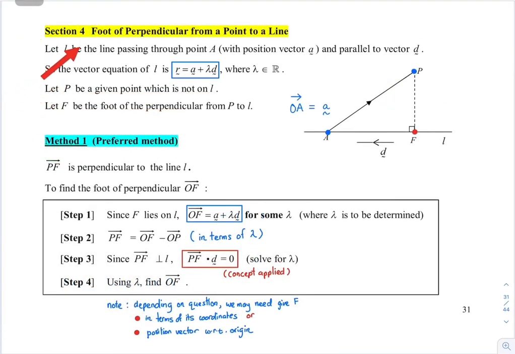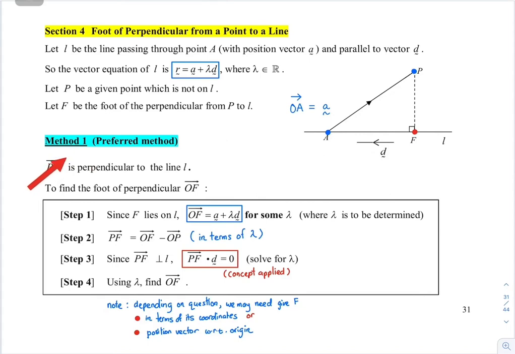Now in section 4 we are going to look at how to find the foot of the perpendicular from a point to a line. So on this particular diagram we have the line L which contains the point A having the position vector a, and we have the point P which is not on L. The foot of the perpendicular, the point F, is situated on the line L such that PF is perpendicular to the line L. Now there are two methods to find the foot of the perpendicular.